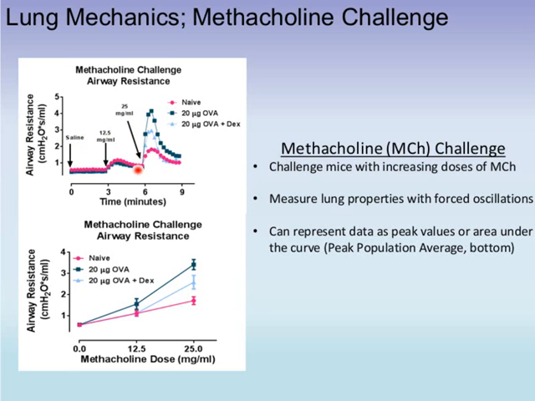As we continue to increase the dose, we can see there's an increasing dose-responsive increase in airway resistance, where it goes up, comes back down. And if we look at this relationship in OVA-treated mice, we see it's exacerbated. Treatment with a corticosteroid, dexamethasone, reduces this effect. Just in the bottom here, we have the population averages.